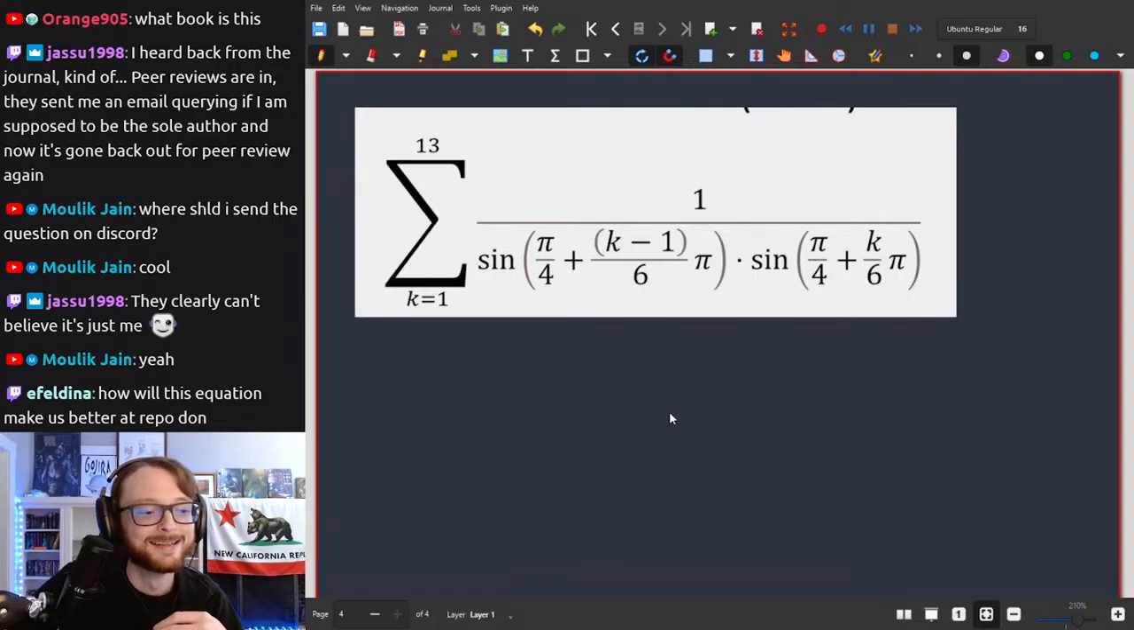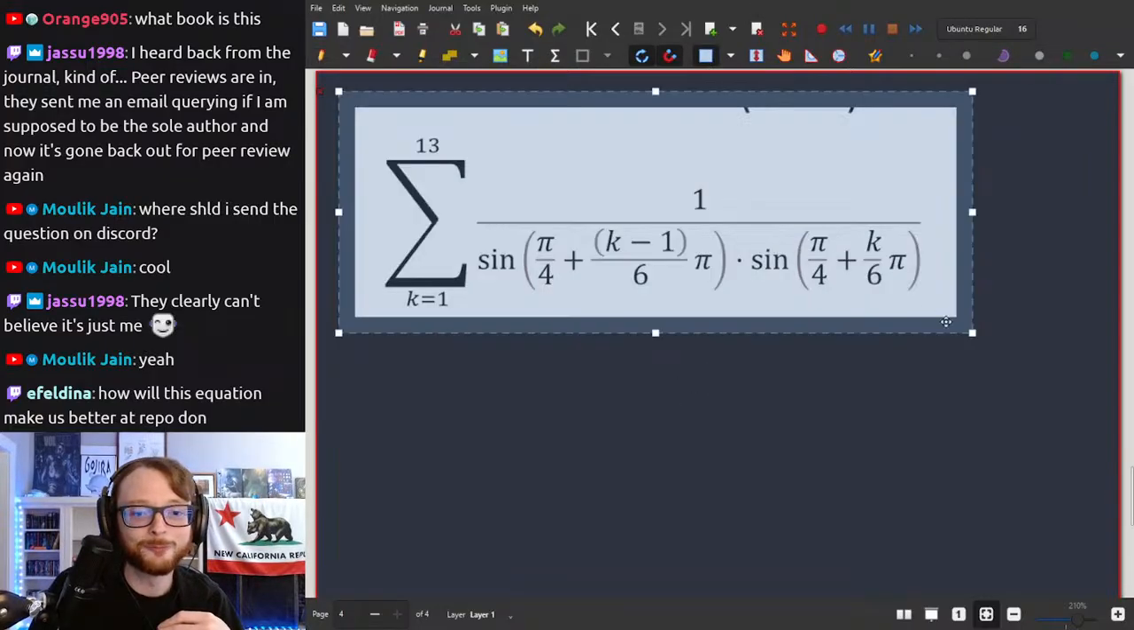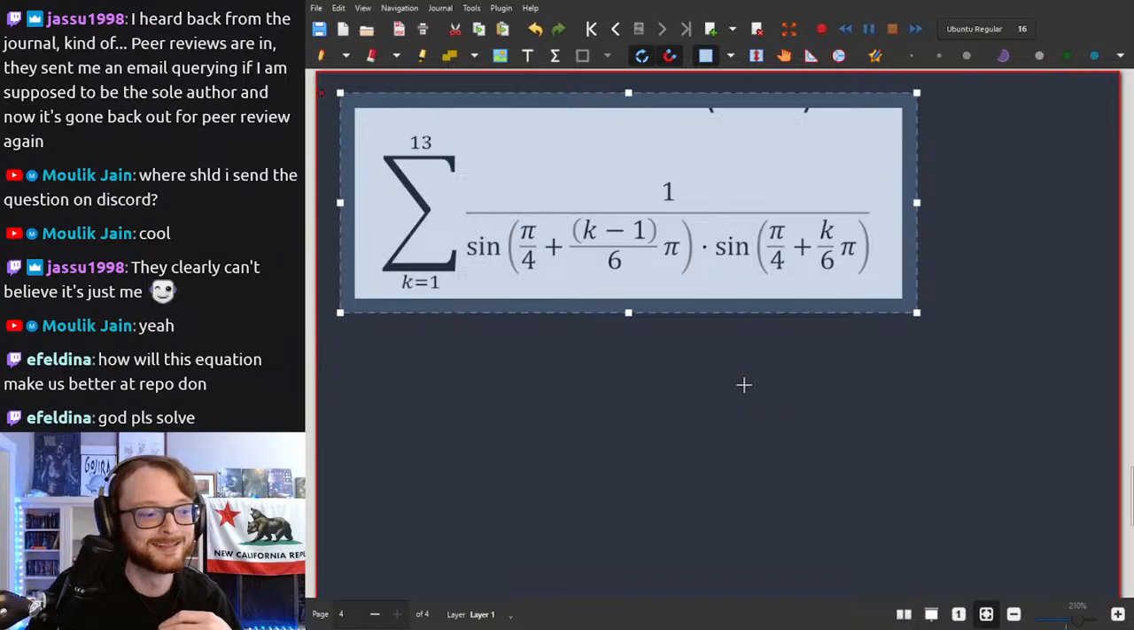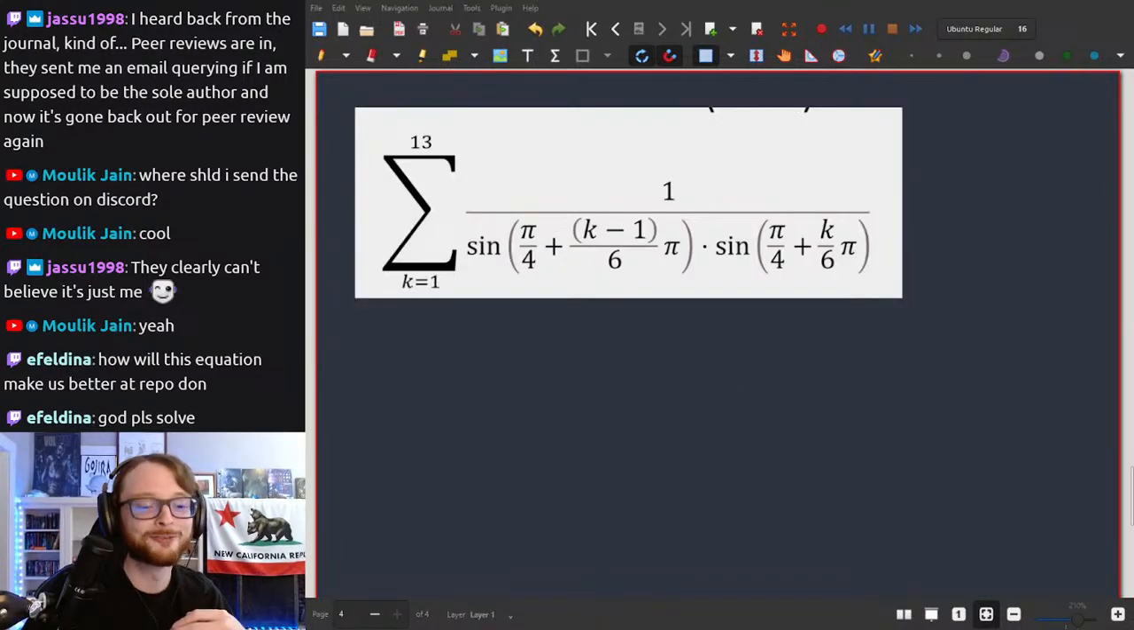FA. How does this equation make us better at repo? This equation is the key to not bumping the harp against every wall in the game. If we can solve this equation, we'll never lose money on harps again. Please solve, yeah.